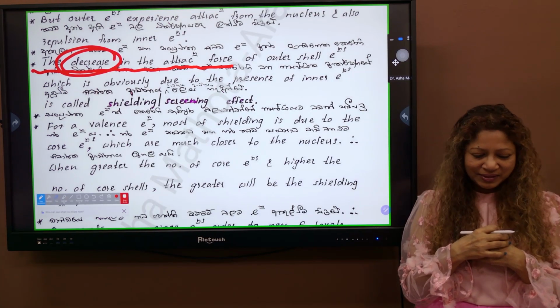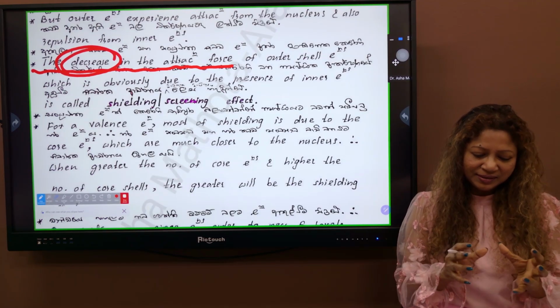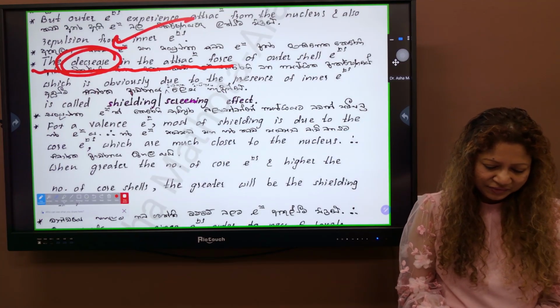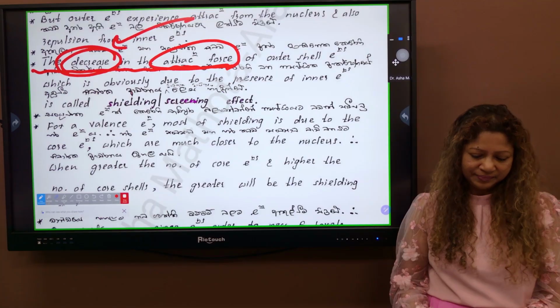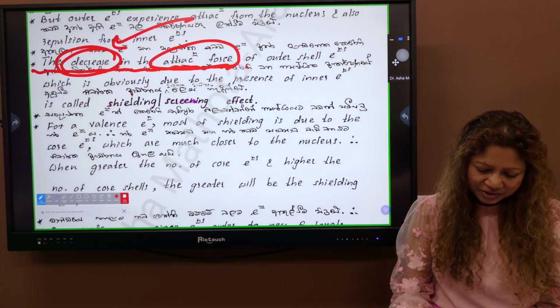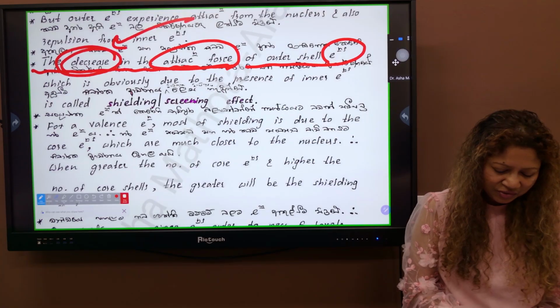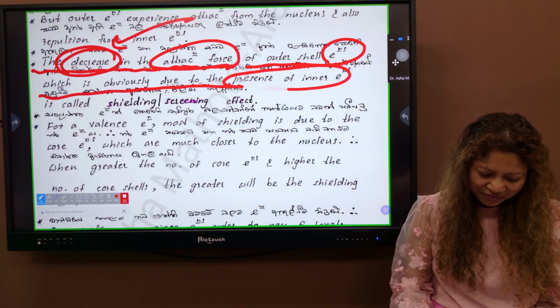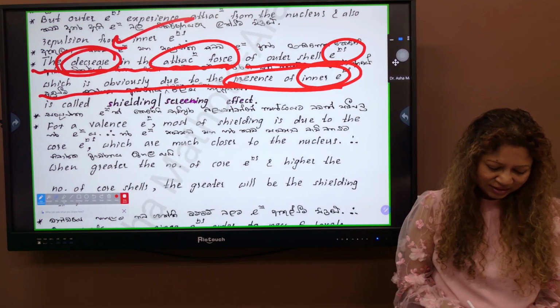Anyway, so that real attraction is decreasing. The decrease of the attraction force on outer shell electrons, which is obviously due to what? The presence of inner electrons, is called the shielding effect.